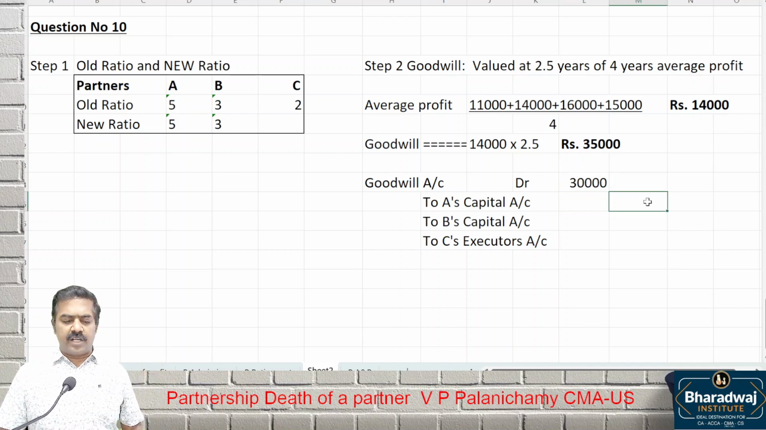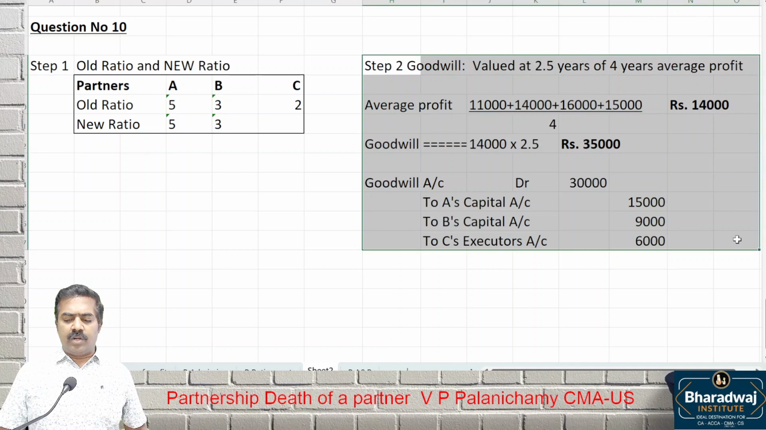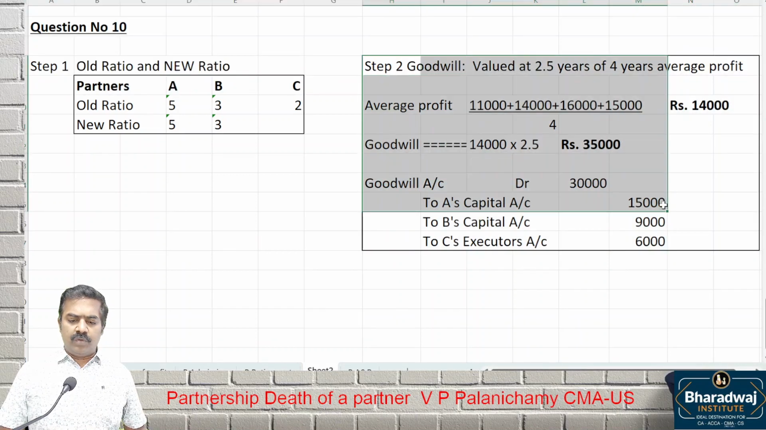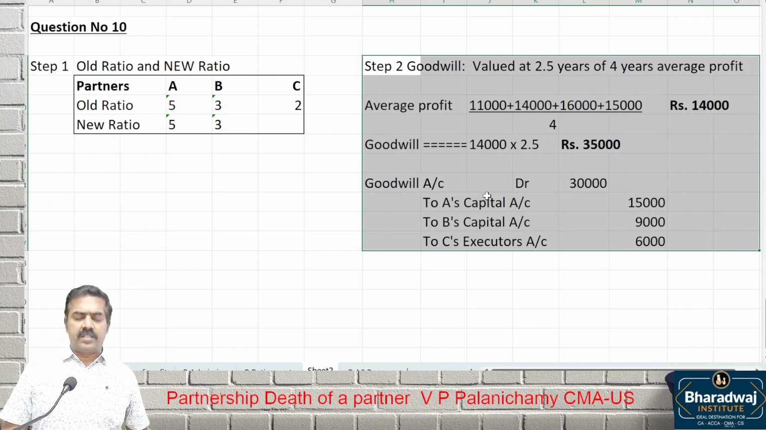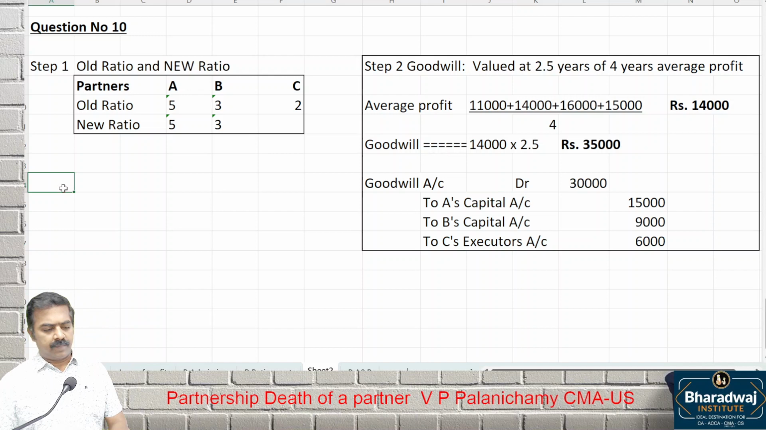So this will be transferred in which ratio? 5:3:2 ratio. Take it up, don't wait. They don't ask you to write off, so leave it. Goodwill account debit to partners' capital account in which ratio? Old ratio.